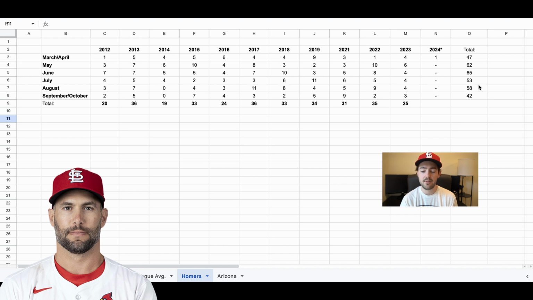compared to 62, 65, 53, 58, and 42. So this actually illuminated something new to me as well, is that 42 home runs in the months of September and October. And that does include zeros for 2014 when he ended the season injured. But he really finds his groove in the middle of the season and then tapers off. He not only has a slow start, but he has a slow finish.